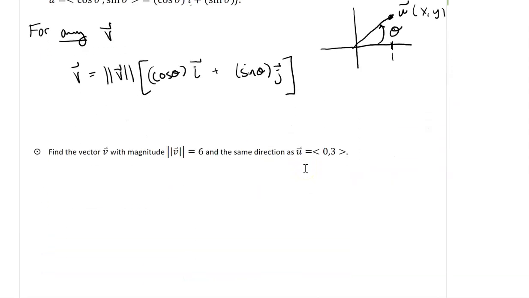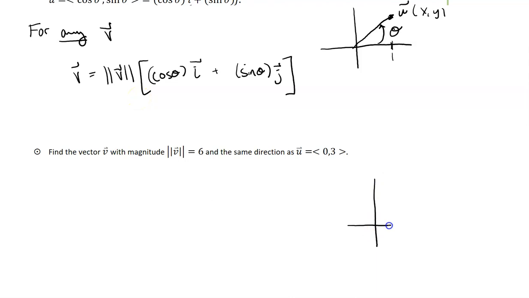So if it says to find a vector v with the magnitude of v equals 6 in the same direction as u equals ⟨0, 3⟩, there's a couple of different ways you could do it. Obviously, you can find the unit vector in the direction of u and then multiply that by 6. Or we could use the formula that we just showed.